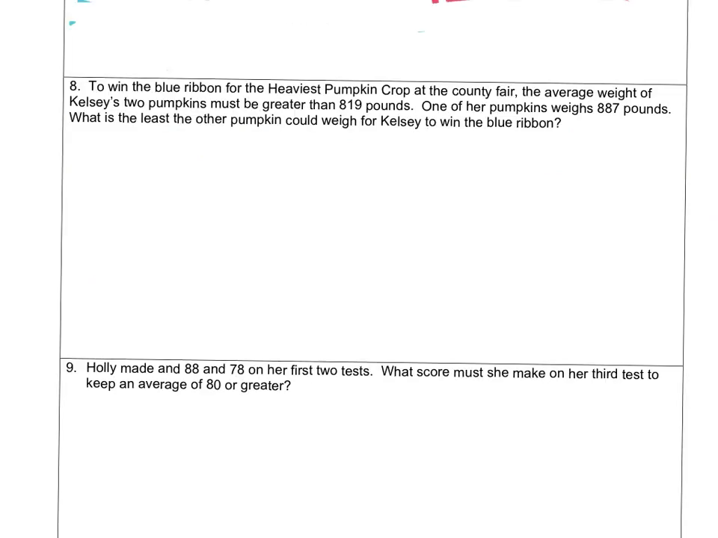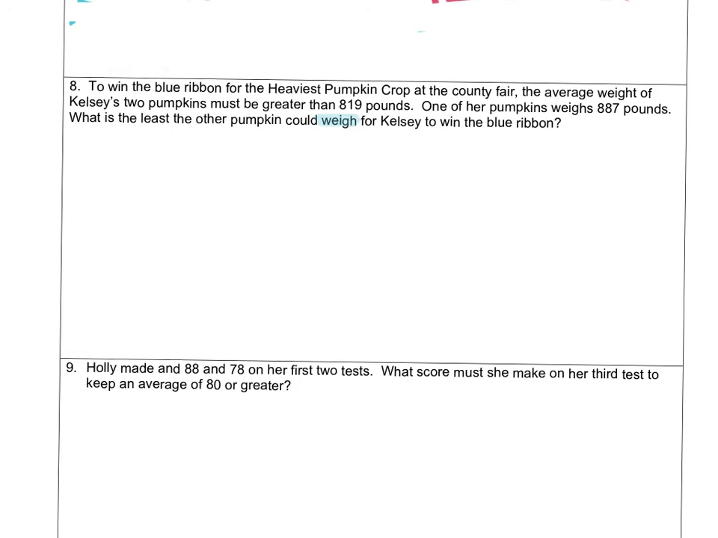To win the blue ribbon for the heaviest pumpkin crop at the county fair, the average weight of Kelsey's pumpkins must be greater than 819 pounds. One of her pumpkins weighs 887 pounds. What is the least the other pumpkin could weigh for Kelsey to win the blue ribbon? I like to look at the question first because I want to know, what am I looking for? What I'm looking for is the weight of the second pumpkin. So that is my goal, to find the weight.